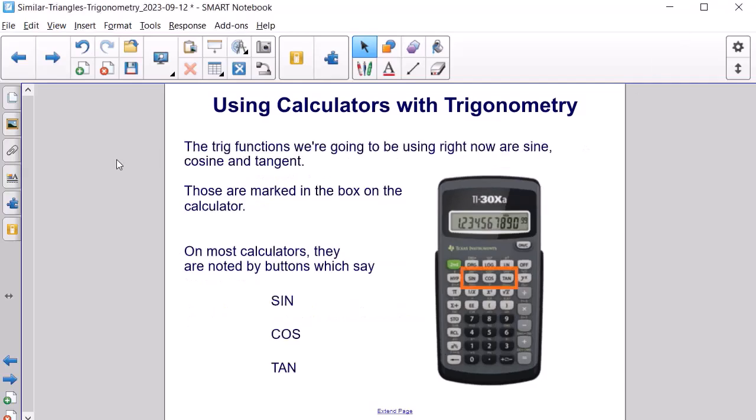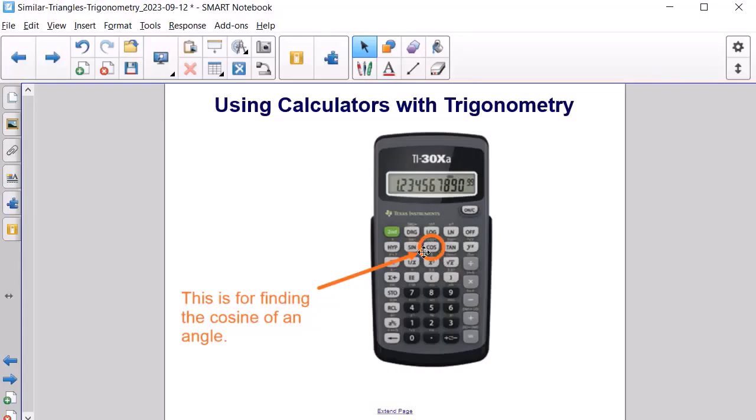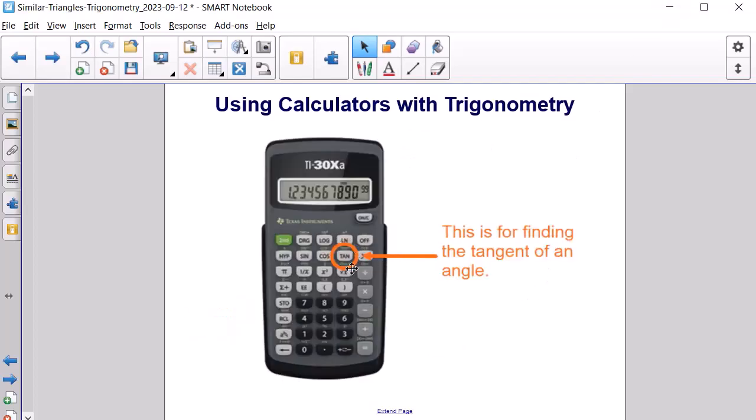The trigonometric functions, or trig functions for short, that we are going to be using right now are the sine, cosine, and tangent ratios. And on most calculators, they are noted by buttons which say their abbreviations. So SIN means sine, COS means cosine, and TAN means tangent. So the SIN, or sine button, is for finding the sine of an angle. The COS, or cosine button, is for finding the cosine of an angle. And the TAN button is for finding the tangent of an angle.